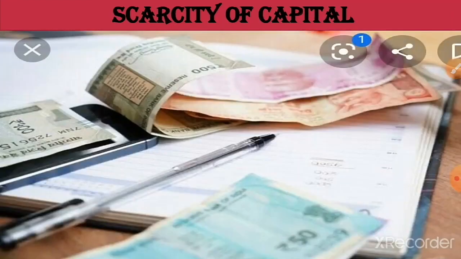The next problem is scarcity of capital. Capital means money. Agriculture is an important industry which requires huge capital. Capital plays a major role in the purchase of advanced farm machineries and equipments. So these are the major problems which are faced by our Indian farmers.